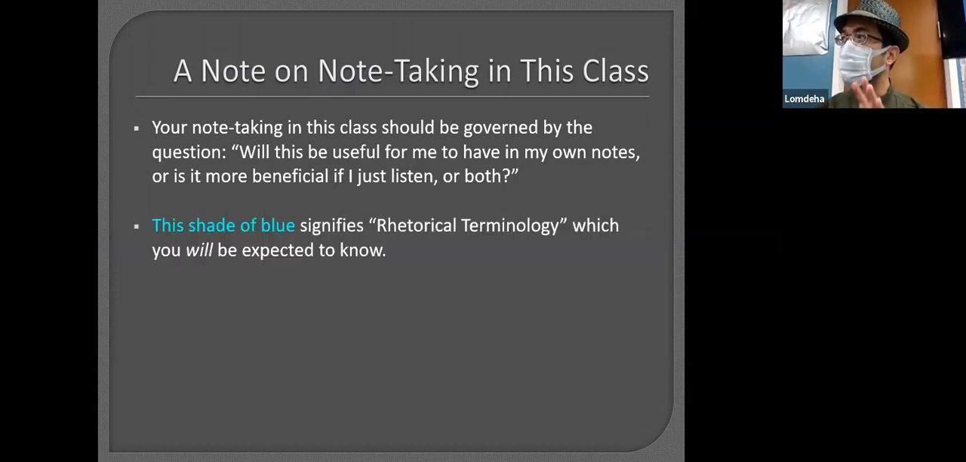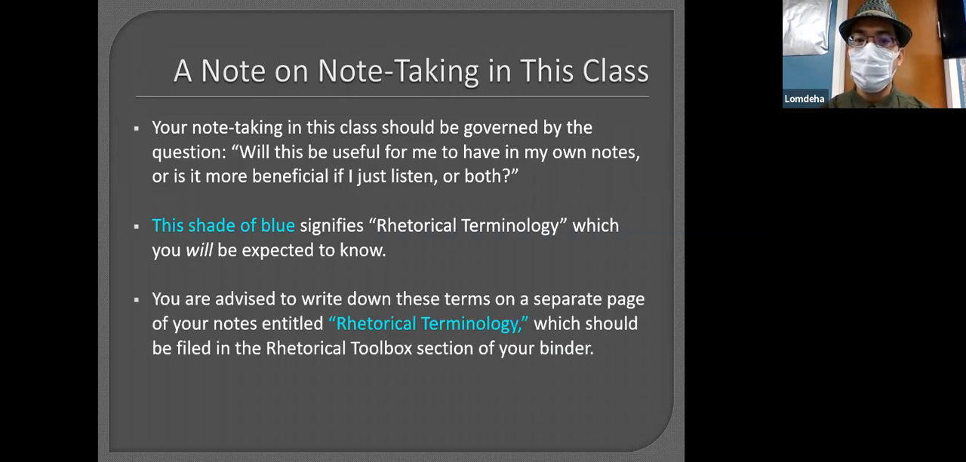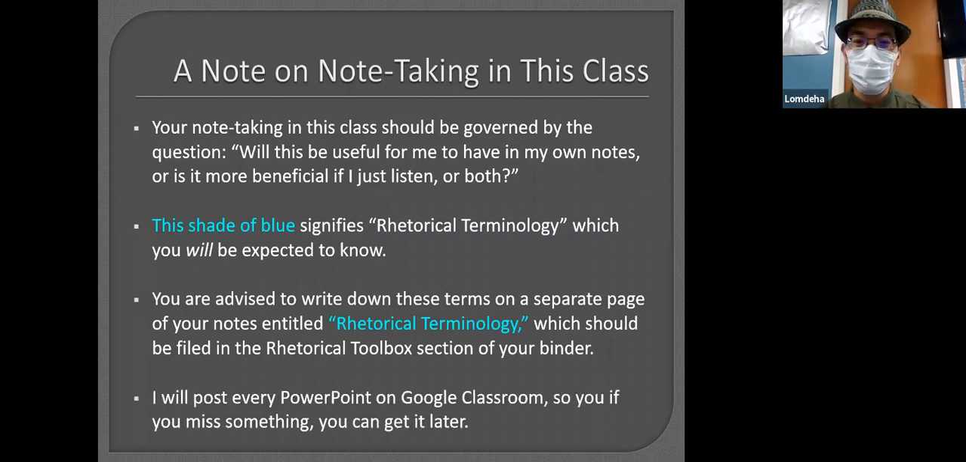If you are going to take notes, the priority is things that appear in a shade of blue, which I call rhetorical terminology. In fact, I'll suggest that you start a new piece of paper with the term rhetorical terminology and underline it. That's where we're going to have a bunch of definitions. In the syllabus, I'll show you where to put this in your binder. We'll talk about that later. Okay, I want to get right to the content now. And I'll post this on Google Classroom as I mentioned.